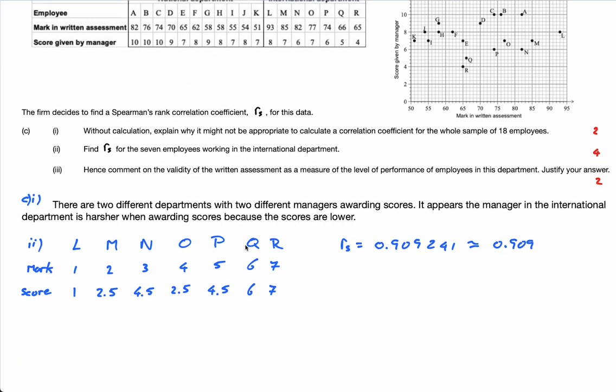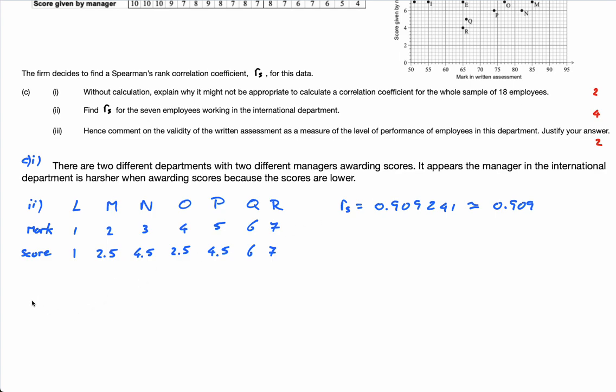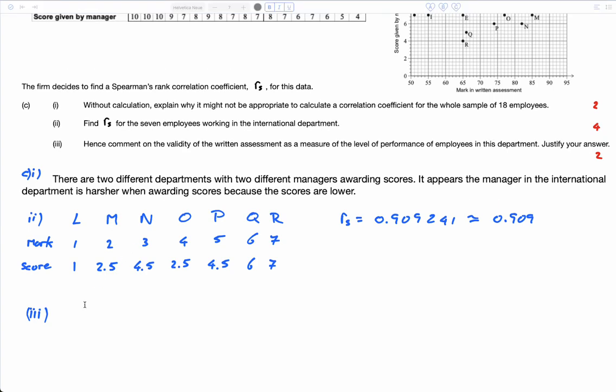Finally, he says, hence, comment on the validity of the written assessment as a measure of the level of performance of employees in this department. Justify your answer. So again, it's 2 marks, guys. He says, comment on the validity. So you could say, the written assessment as a measure of the performance.